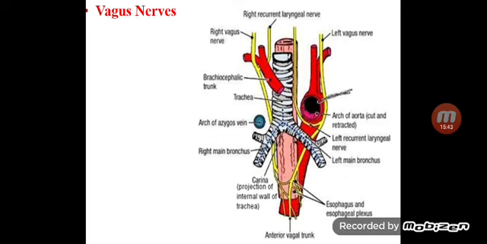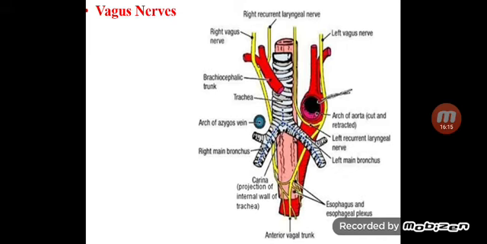After leaving the plexus, what will the left vagus do? It will descend anterior to the esophagus, on the anterior surface of the esophagus, unlike the right, which goes posterior. The left vagus descends on the anterior surface of the esophagus and shares in the formation of the esophageal plexus. It gives parasympathetic fibers to the esophageal plexus.